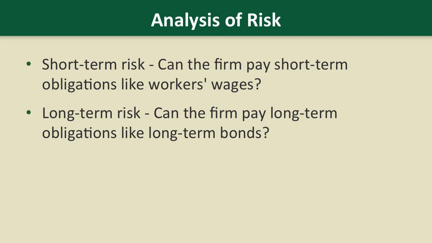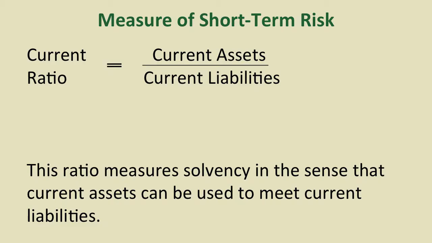When we analyze short-term risk, we're trying to answer the question about, can the firm pay short-term obligations like workers' wages in time? Talking about long-term risk, we're trying to answer the question about, can the firm pay long-term obligations like long-term bonds, long-term debts in time? In terms of the short-term risk, here we're going to talk about three major ratios frequently used by people.